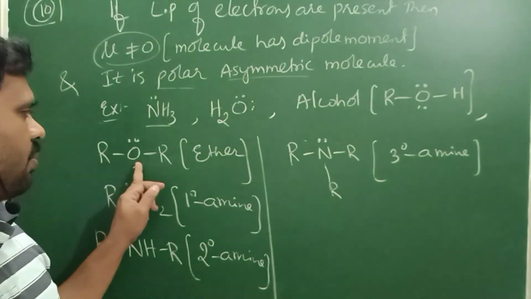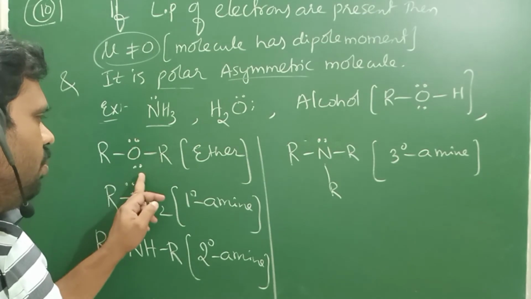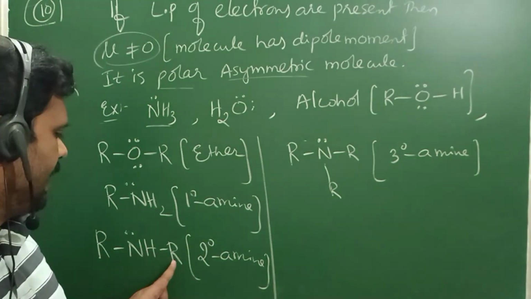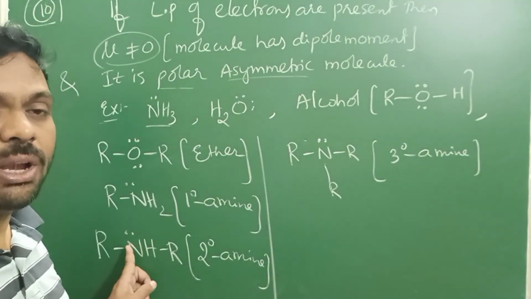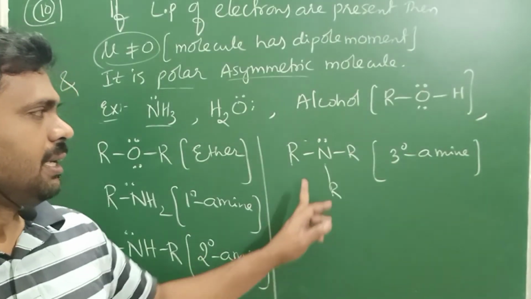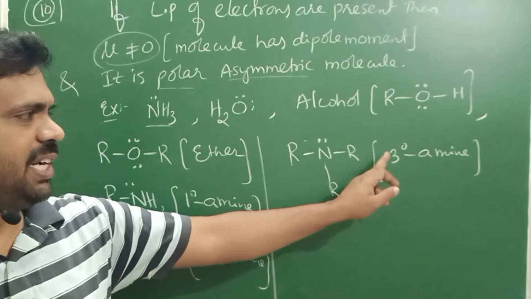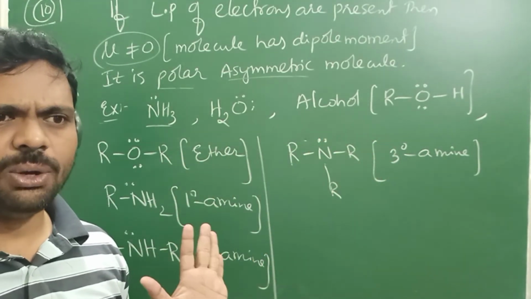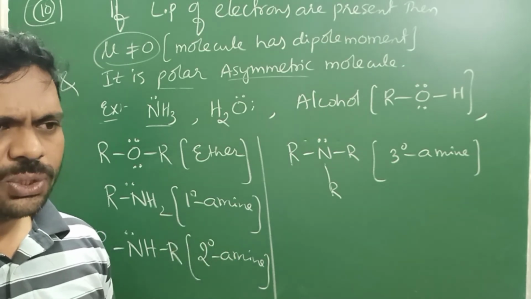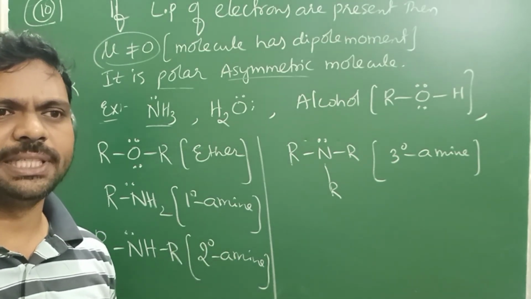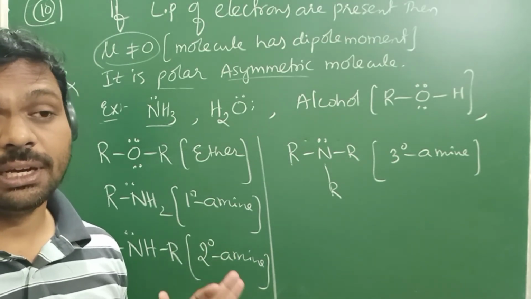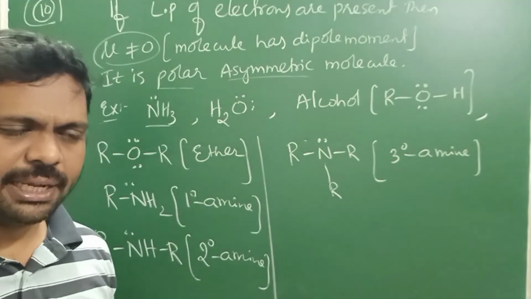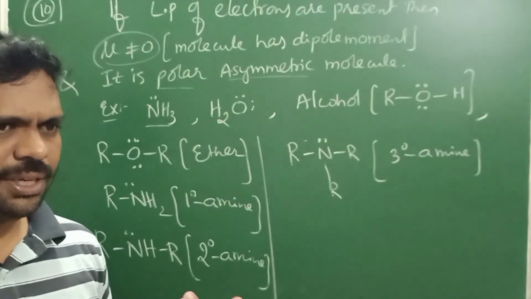Now here ROR, ether, oxygen has 2 lone pairs. RNH2, primary amine, 1 lone pair. RNHR, the secondary amine, 1 lone pair, 100% it is polar. Next, tertiary amine, the 3-degree amine, has 1 lone pair. So all have lone pairs of electrons, right? So if lone pairs of electrons are present, that molecule is polar, and dipole moment is present, polar and asymmetric.